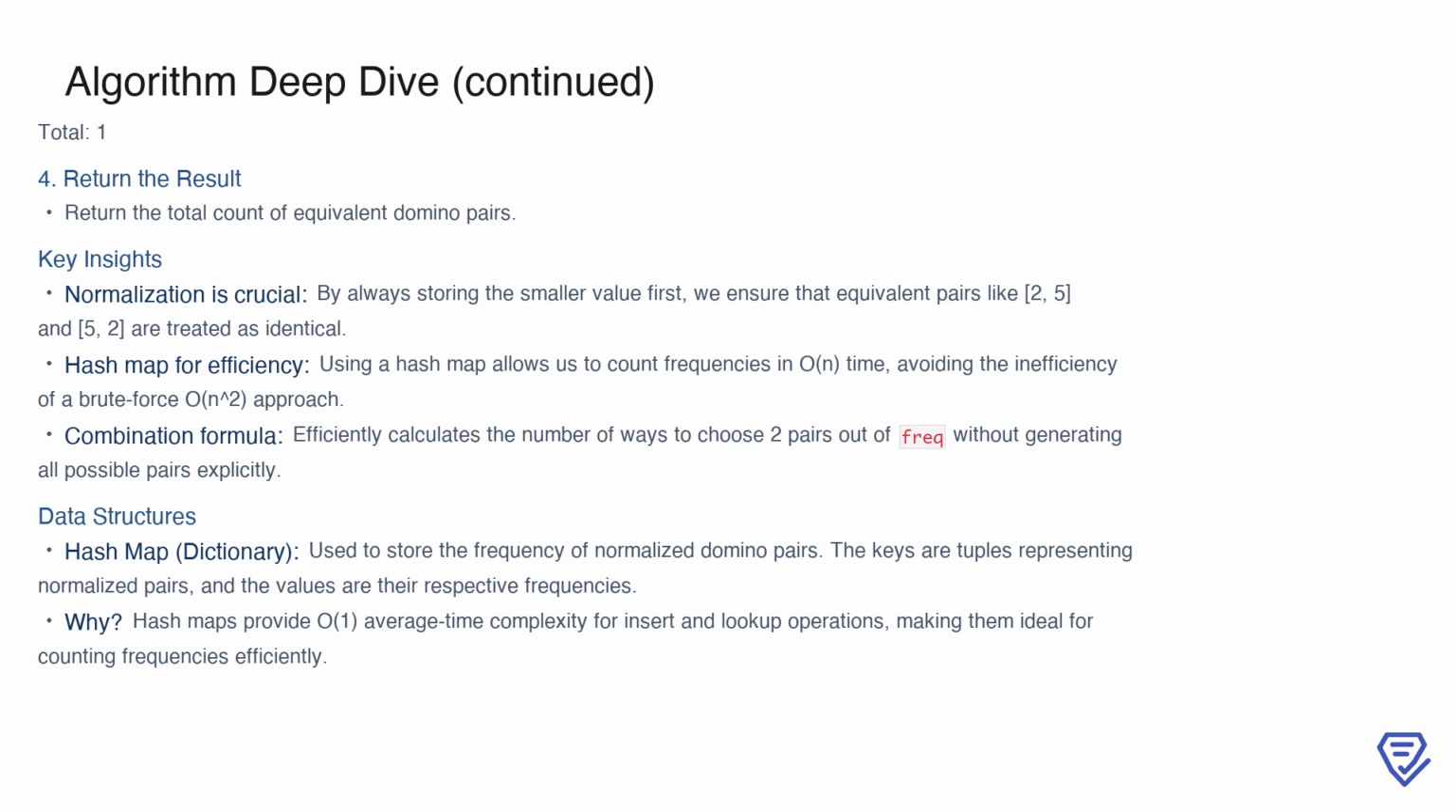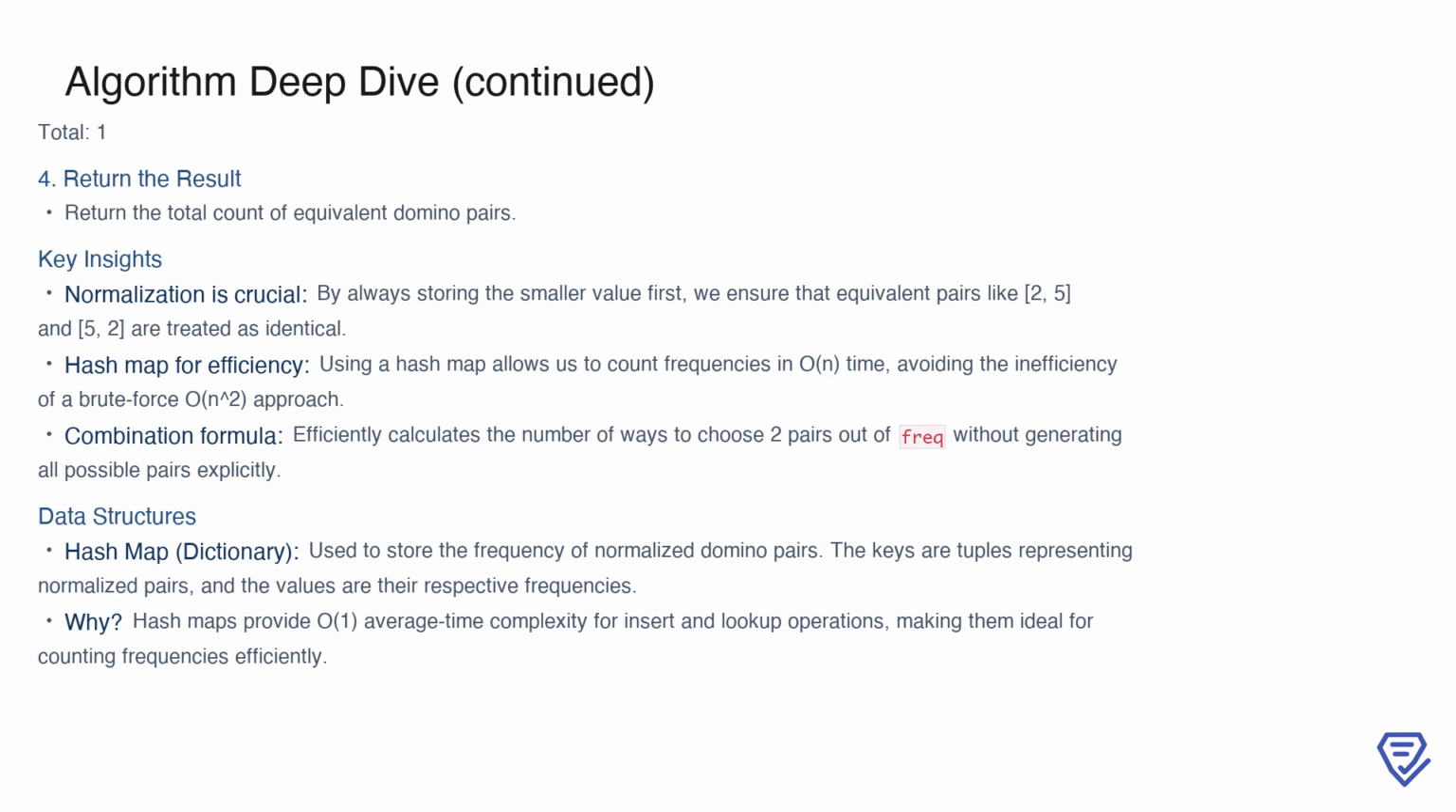There are a few key insights to highlight in this algorithm. First, normalization is absolutely crucial. By always storing the smaller value first in each pair, we ensure that equivalent pairs like (2, 5) and (5, 2) are treated as identical, which simplifies the problem significantly.